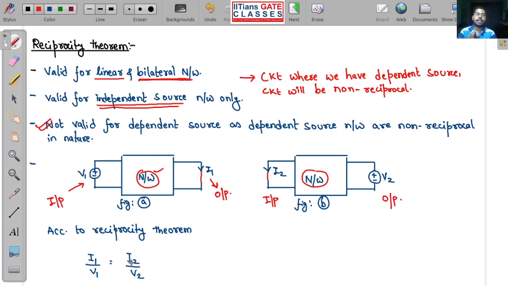What I said is, in a reciprocal network your ratio of input to output will remain the same whenever you interchange the input and outputs. Even if you interchange the input and output, you will get the same result, for a reciprocal network.